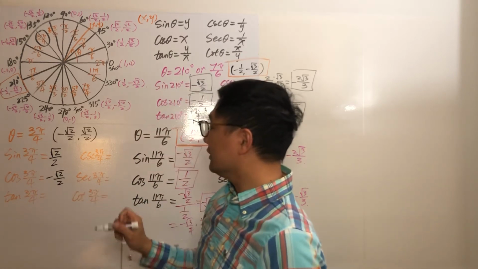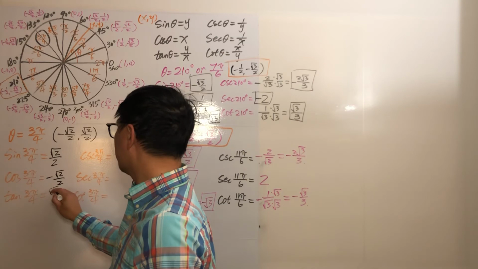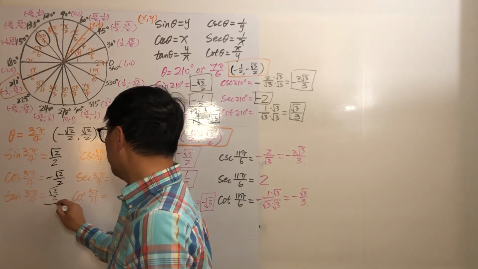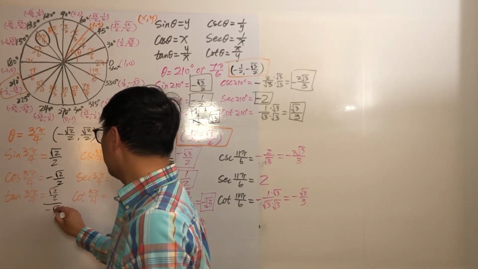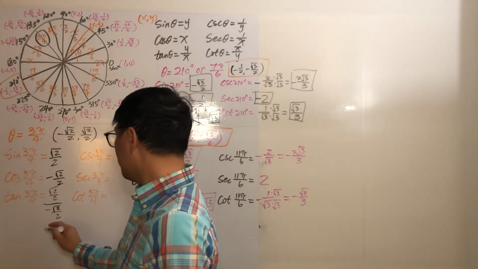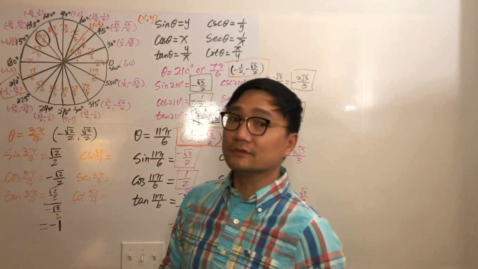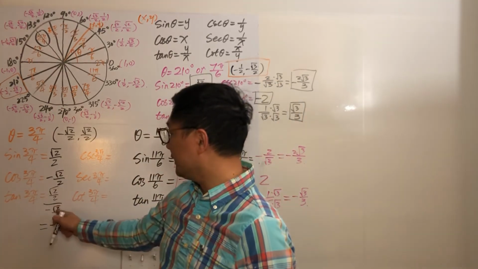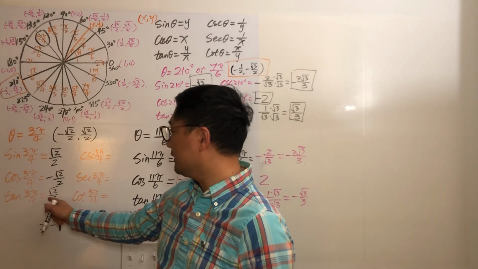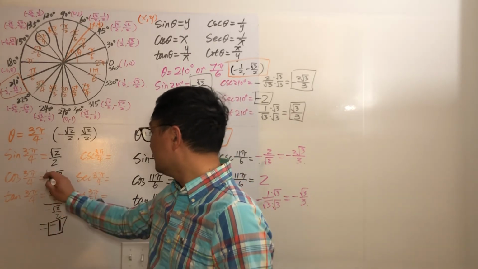So tangent. Tangent is y over x. So you have, see, y is radical 2 over 2, divided by negative radical 2 over 2. So that means they have the same number, cancel out, but the final answer is negative 1. Easy, right? Because they have the same number here. The only difference is one is positive, one is negative. That's the final answer. It should be negative 1.